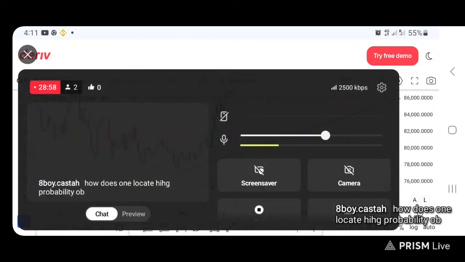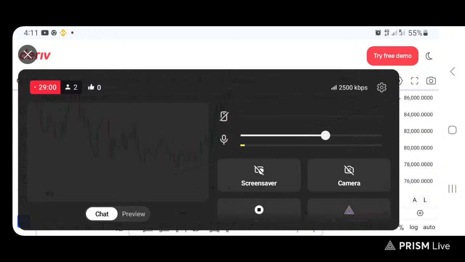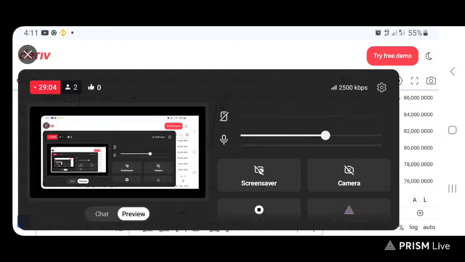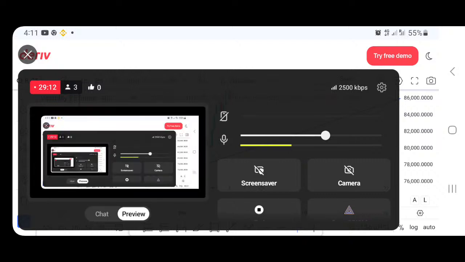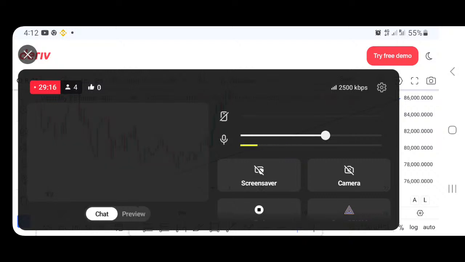Let me read this comment. The chart has run now. I don't know how to get it. Anyone knows how to get that chart and I see it? Okay, if I get it, I will answer you, bro.